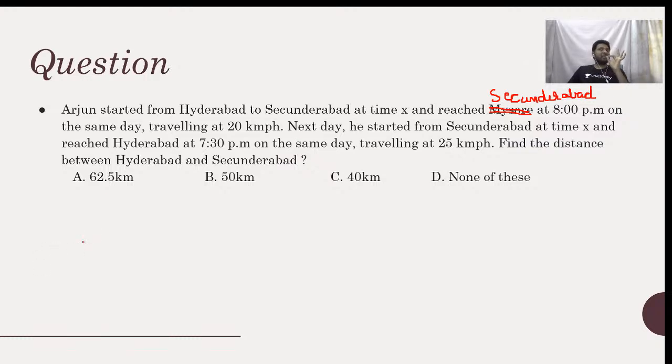See, what is constant here? Distance between Hyderabad and Sikandrabad is constant. What is distance equal to? Speed into time. So let us say onward journey from Hyderabad to Sikandrabad at a speed of 20 kilometers per hour, he was traveling for Y hours. The return journey he traveled at 25 kilometers per hour, but he took Y minus half hours. Why do I say Y minus half?